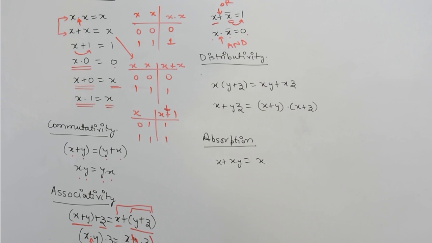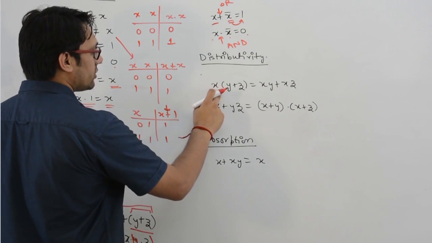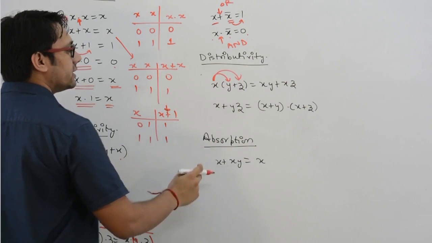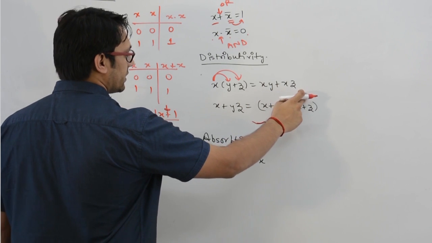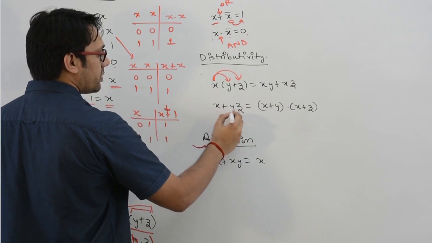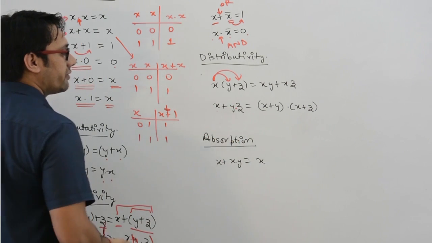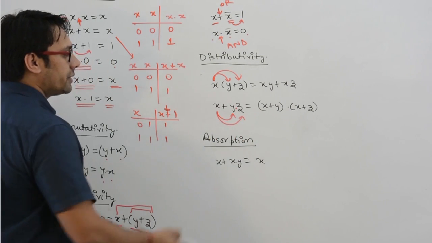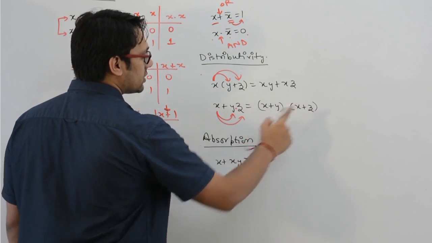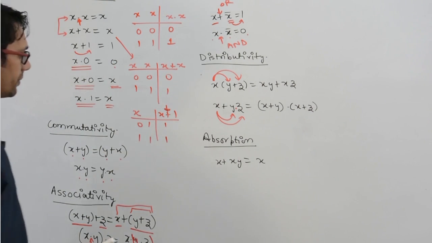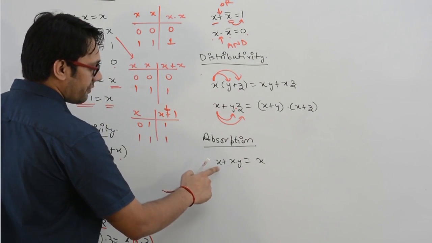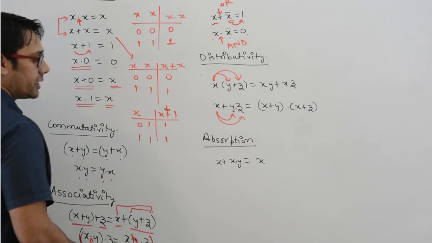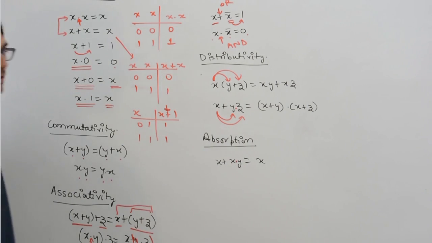The next property is distributivity, which says that x dot (y plus z) equals xy plus xz, so we distribute x over y and z. In the same way, we have x plus yz, where there is a dot operator between y and z. We can distribute x over y and over z, so this becomes (x plus y) dot (x plus z). The next property is absorption, which says that x plus xy, where there is a dot operator between them, is equal to x itself.